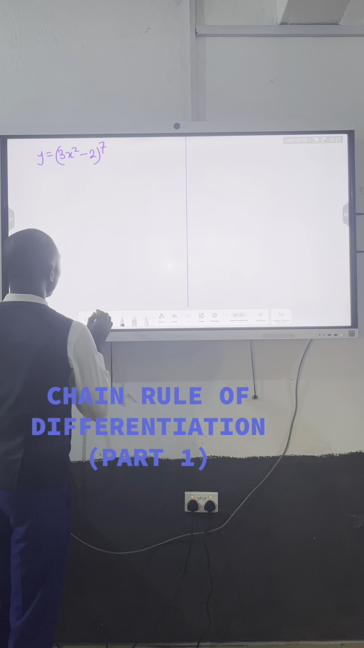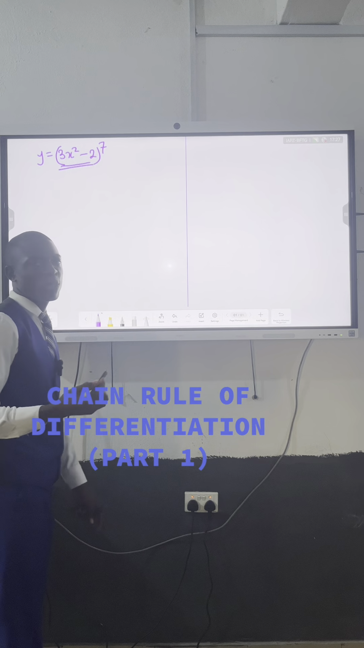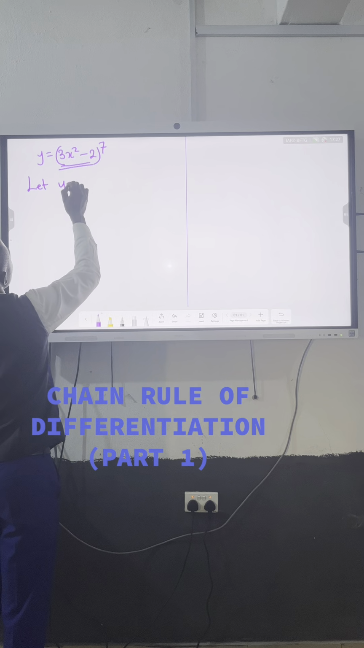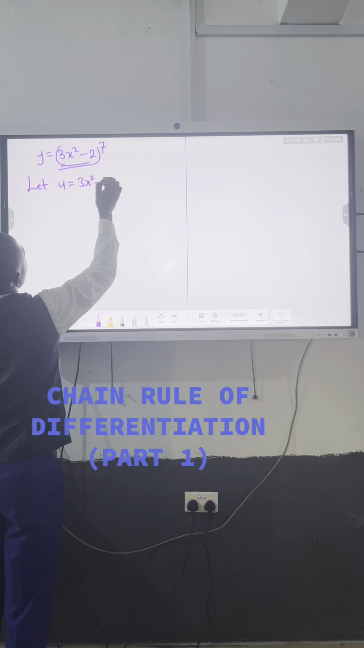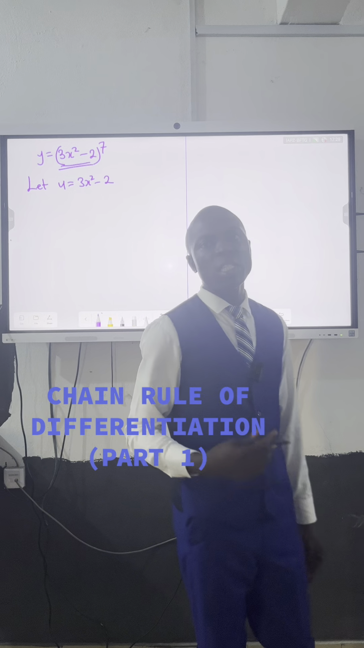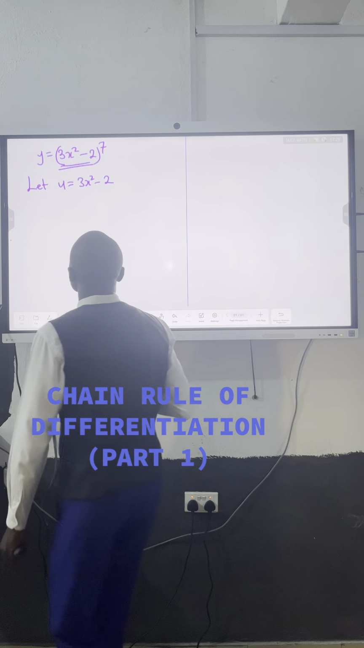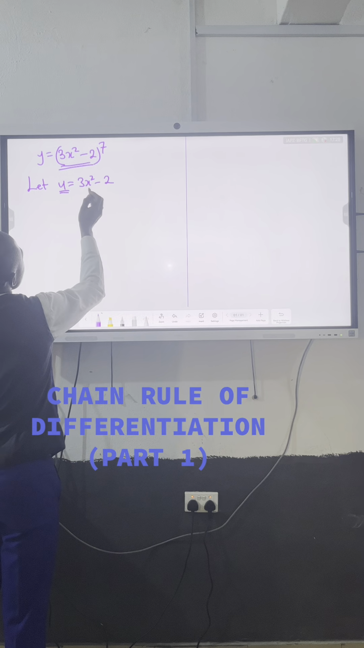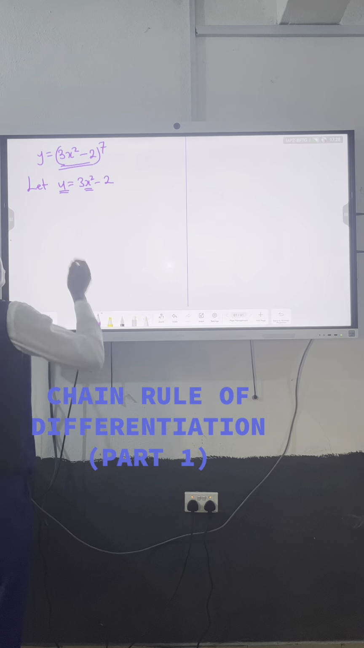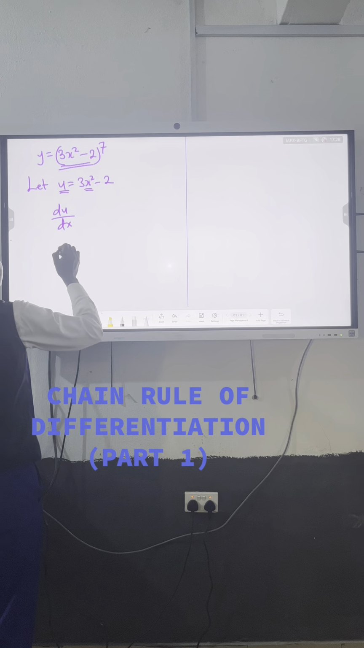In this kind of question, how to start is to call the inside algebraic expression u. So we're going to say, let u be 3x squared minus 2. Now, the next line of action is to differentiate the u, which you just brought in, with respect to x. To differentiate u with respect to x, we write it as du dx.